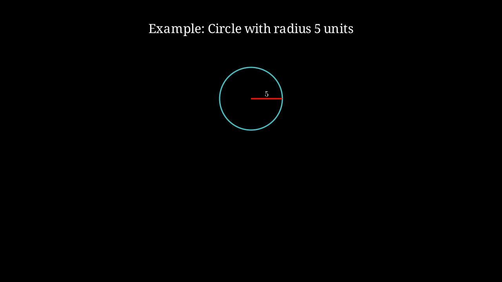Let's verify our formula with a specific example. Let's take a circle with radius 5 units. Here's our circle with radius equal to 5. Using our formula, area equals pi times 5 squared. This gives us 25 pi, which is approximately 78.54 square units.